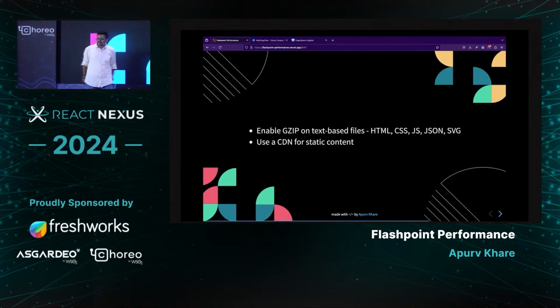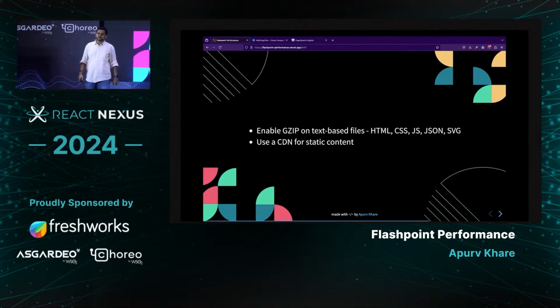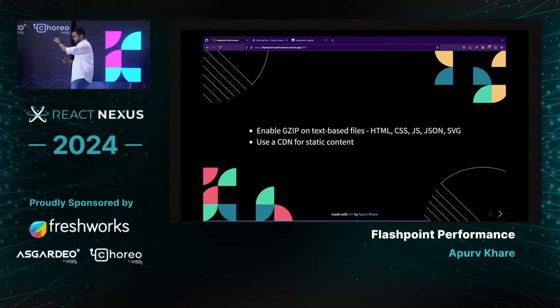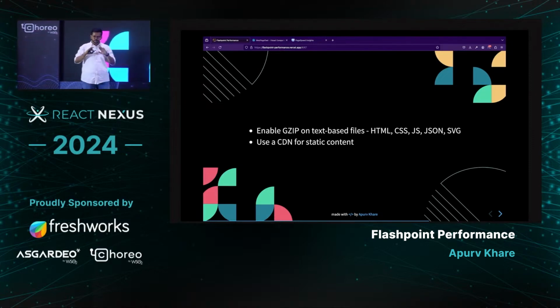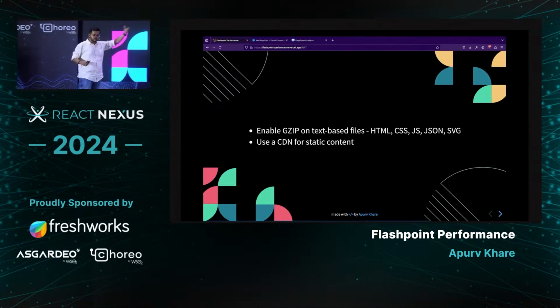The first and most basic thing you can do is enable gzip in your text-based files, or you can use Brotli compression. What this will do is reduce the amount of data that has to be transferred over the network. Simple, right? Performance optimization is simple. You just have to understand what you have to optimize for.